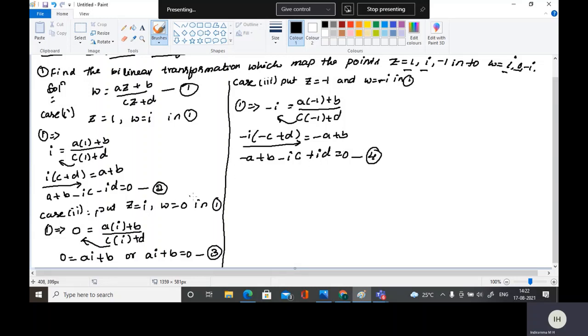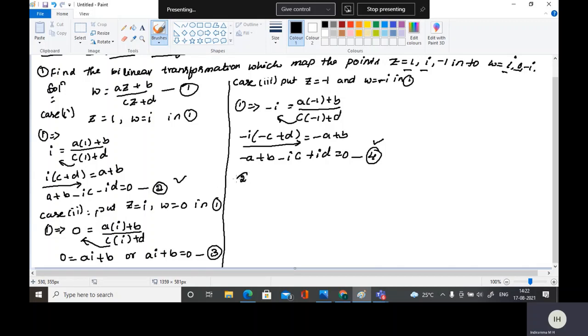Now we have to solve equations 2, 3 and 4. Since we have 4 unknowns a, b, c, d but only 3 equations, we have to simplify these equations to solve. Which two equations should we consider? Here a plus b minus ic minus id, and here minus a plus b minus ic plus id. If we add 2 and 4, a and d get cancelled, and we will get an equation with b and c. And here we have an equation with a and b. So two equations we will get with the 3 unknowns, and we can use Cramer's rule.